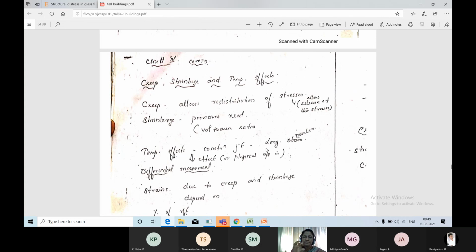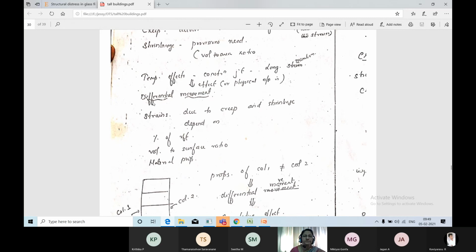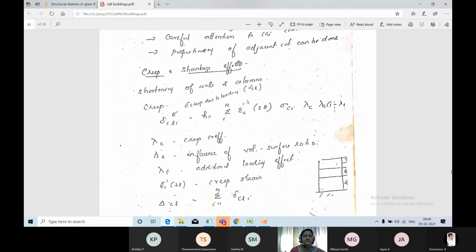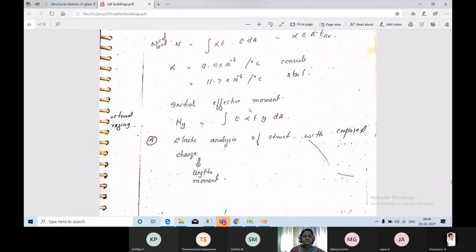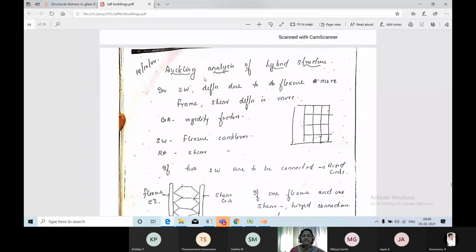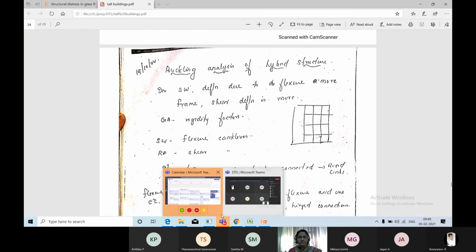So these are some of the points you need to remember: when a high-rise structure is constructed, all these aspects have to be taken into consideration when you do the analysis. There will be some differential movement because of temperature, etc. Creep and shrinkage effects I have explained here; you can just go through this. A hybrid structure will have buckling, in the sense of overturning, because of the overturning moment. These are some of the important points I wanted to discuss in this fifth unit also.